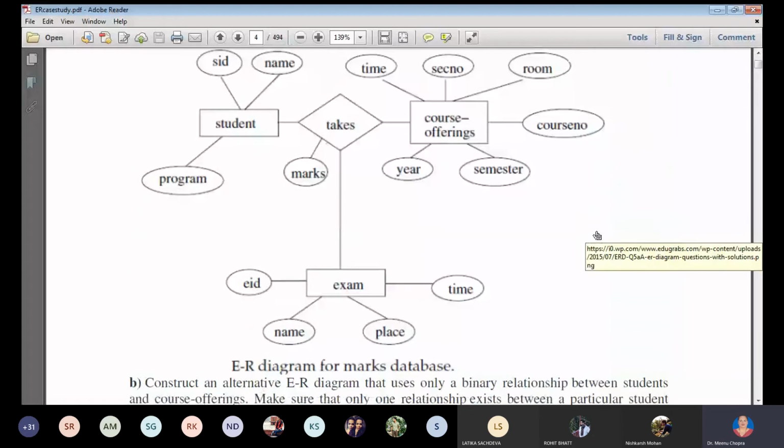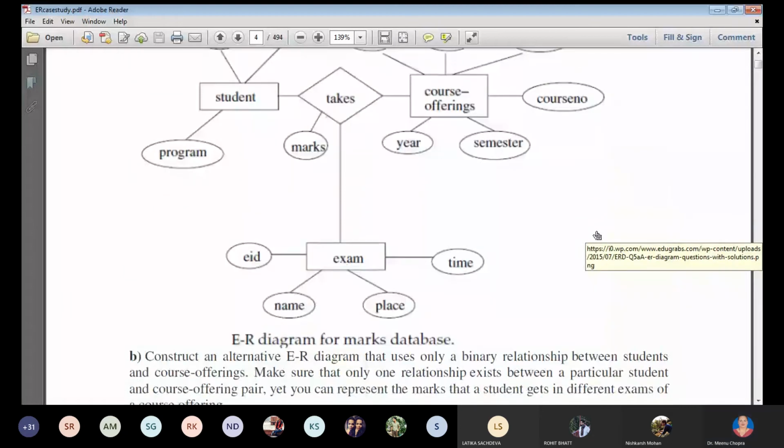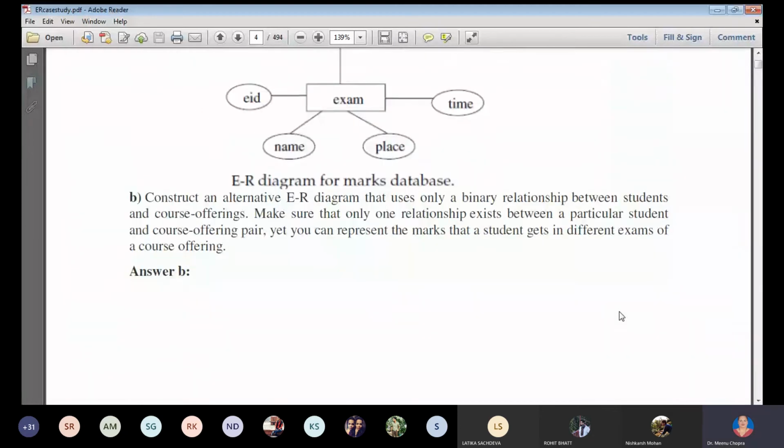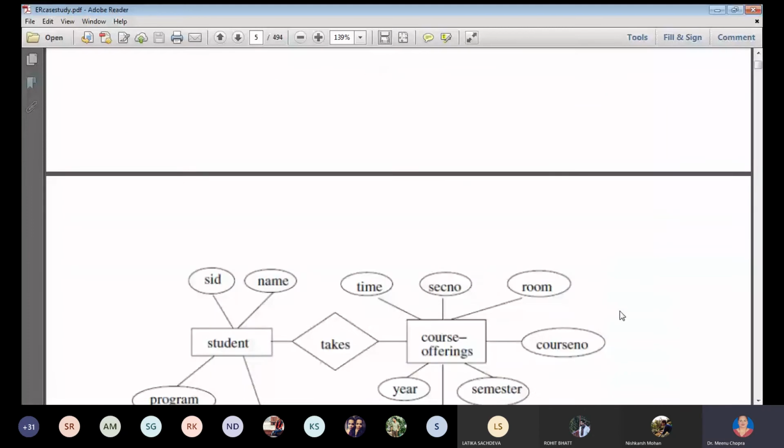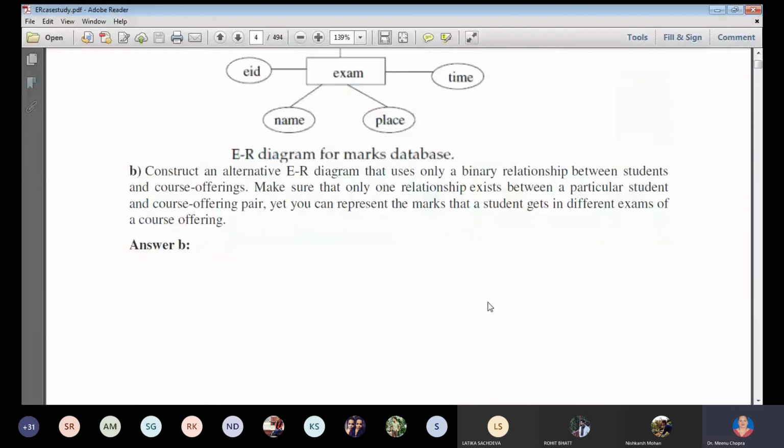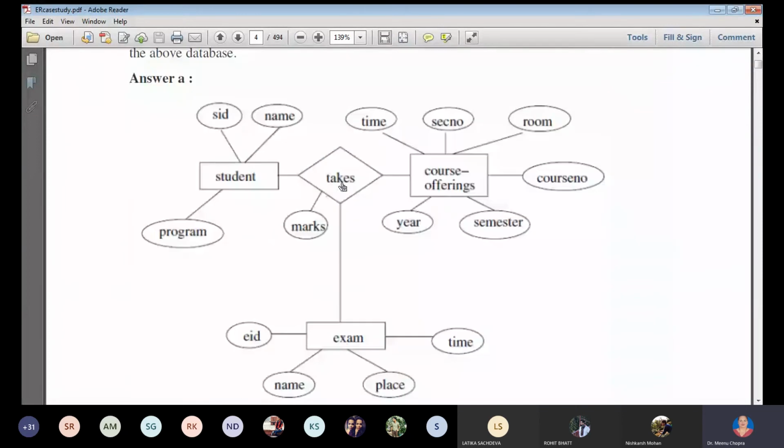So this is the ER diagram for your case. Fine. Similarly, this one: construct an alternate ER diagram that uses a binary relationship between student and course offering. Now, this tertiary means this one. This is one entity, this is the second entity, and this is the third. When three entities are attached to a single relationship, that becomes your tertiary relationship. Fine. 1, 2 and 3.